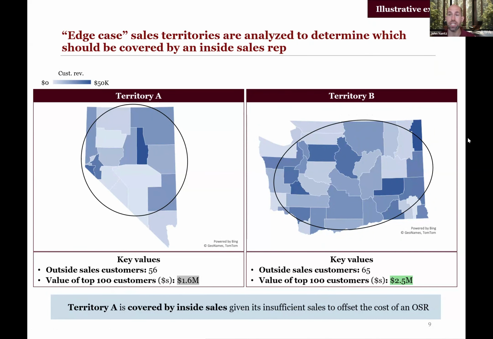So you might have customers that should be covered by an outside sales rep, but you don't have a territory. In that case, you want them to be covered by inside. Conversely, on the right-hand side, we had a territory, 65 customers with an aggregate value of $2.5 million of total sales. And for this company, that did warrant having an outside sales rep. So again, the territory design stuff is really important and can get quite complicated.